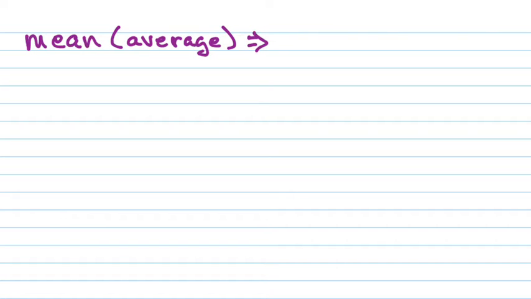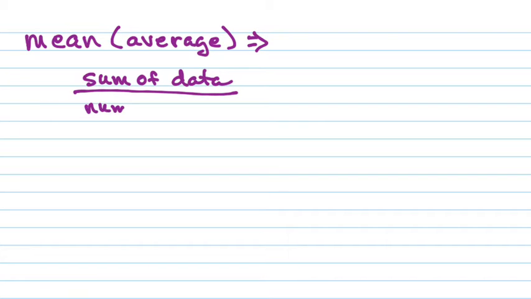The first one is something called the mean. Usually if you say the word average, we think of the mean. Now, really, all of them are averages, okay? But if you see average, you generally think mean. To find the mean, it's very easy. The mean is simply the sum of the data divided by the number of data.